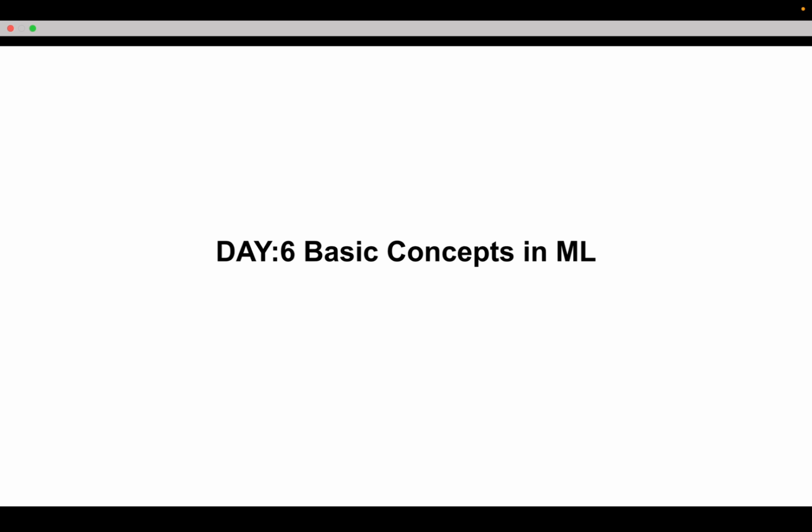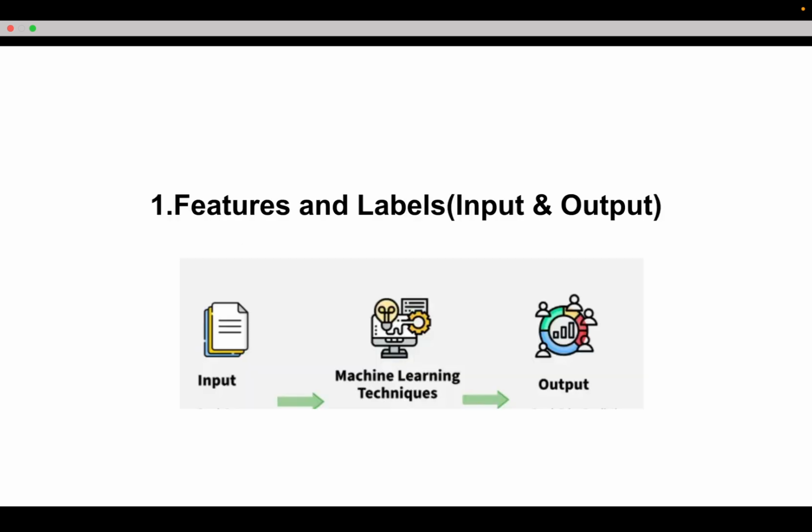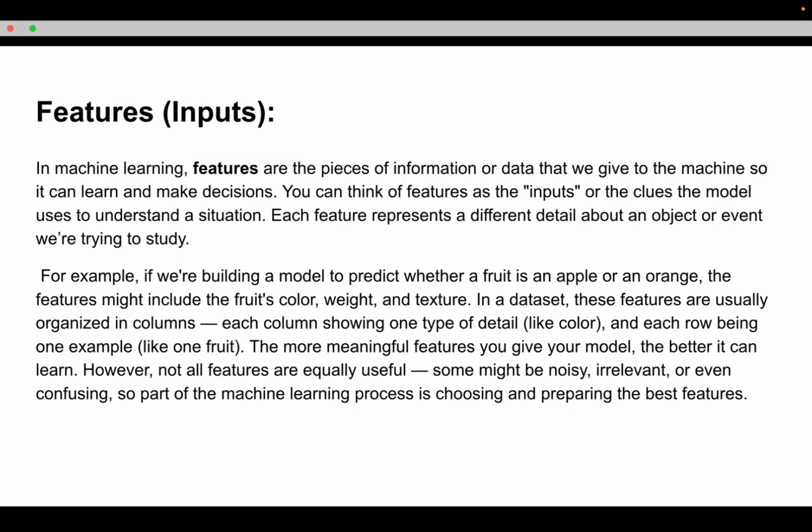So, in day 6, we will do the basic concepts in machine learning. First, let's look at features and labels. Features are basically inputs. In machine learning, features are the pieces of information or data that we give to the machine so that it can learn and make decisions. You can think of features as the inputs or the clues the model uses to understand a situation.